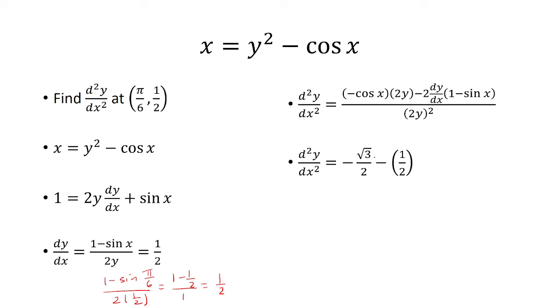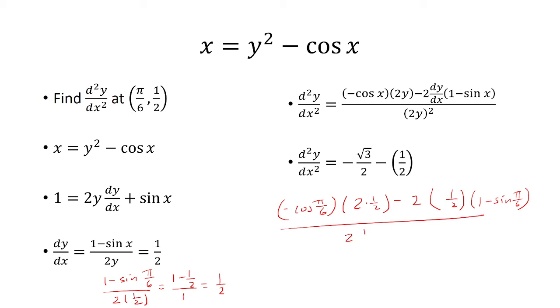At this point, we can plug in pi over 6 and 1/2. So you have negative cosine of pi over 6, and then 2 times 1/2. dy over dx we solved for previously was 1/2. Then we have 1 minus sine pi over 6. And the denominator is 2 times 1/2 quantity squared. That's just going to be 1. So all of these guys here are 1.